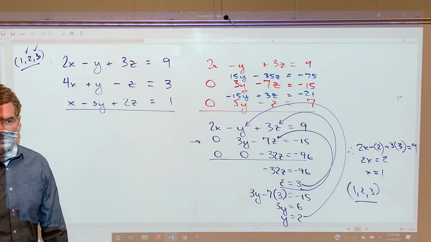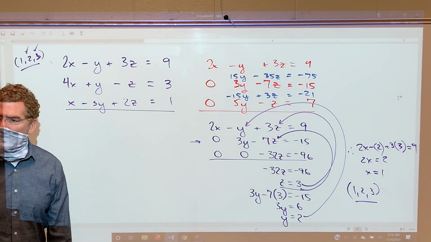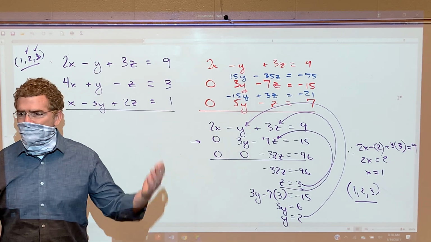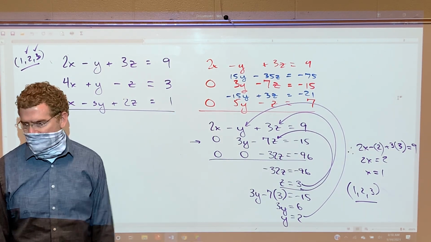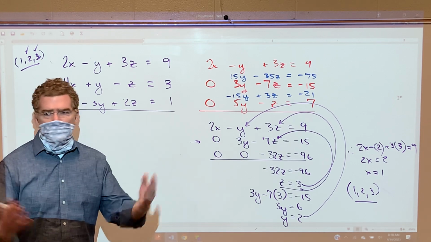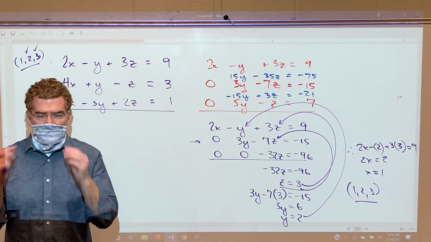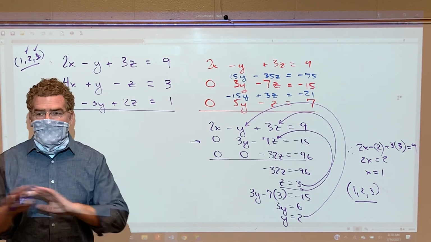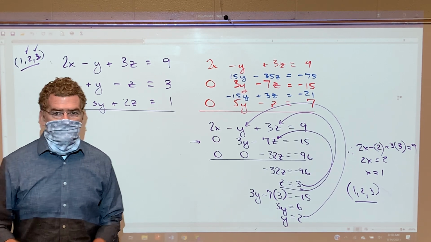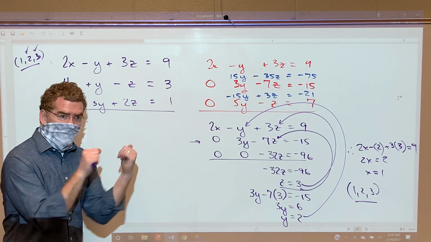And that's Gaussian elimination. And again, remember, I know you know how to solve this. You could use Cramer's rule to solve this. You could do substitution to solve this. There's lots of different things you could do to solve this. That's not my goal on this problem. My goal is for you to solve it this way.